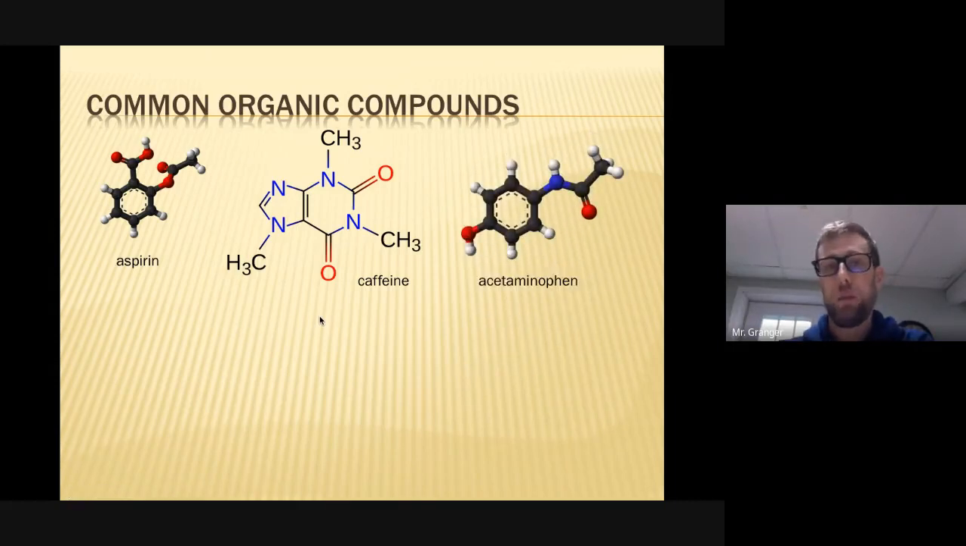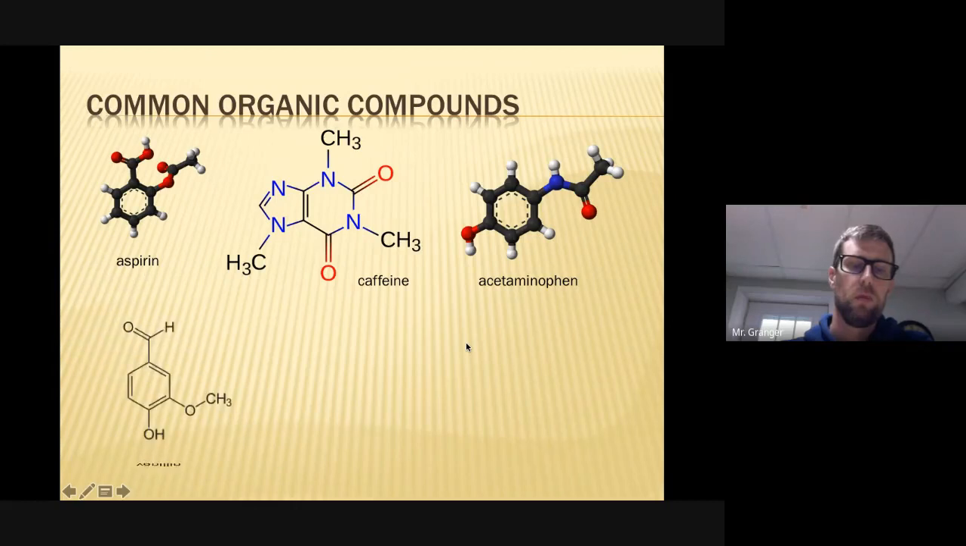Tylenol is acetaminophen, and acetaminophen is another ring type structure, as you see, with a branch off of the side here. And then one that we're familiar with is vanilla flavoring, maybe in ice cream, milkshakes, a whole lot of other places that you might find vanilla in. The flavor of vanilla is one that's called for in a lot of kitchen recipes if you're baking. And you can see it's based off of a ring as well, and it's got a couple branches here and down here.